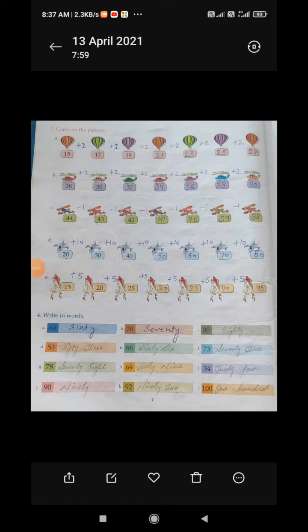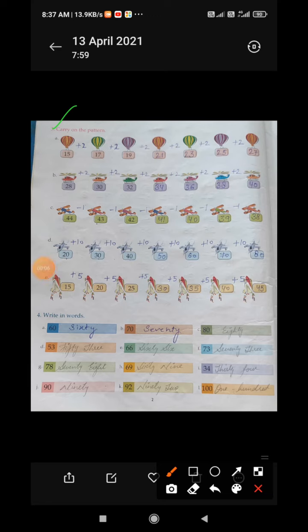Now come to page number 2, question number 3. Carry on the pattern. Here students, you have to complete the series. In A part you see alternate numbers are given: 15, then 17, then 19, leave 20, write here 21, now leave 22, write here 23 in the space given. Now leave 24, write here 25, now leave 26, write 27.